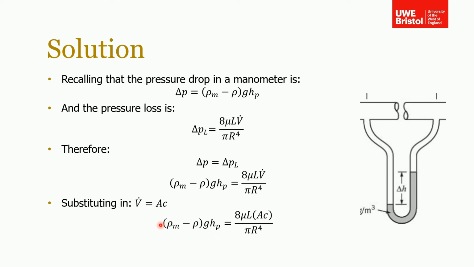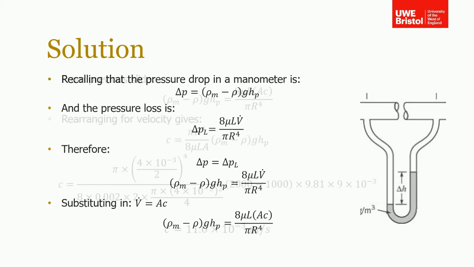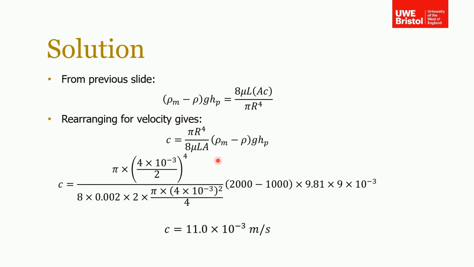So now we've got all the information. We've now got a formula where we know everything. We know the two densities, we know the height between the two liquids, we know the viscosity of the liquid, the length of the pipe. Well, we don't know the length of the pipe, but we know the distance we're going between, and the radius of the pipe and the area. So we can rearrange this to work out the velocity. So if we rearrange that as we've done here, and then substitute in all the values from the question, then if you put it all into your calculator, you should find that the velocity is 11 times 10 to the minus 3 meters per second.